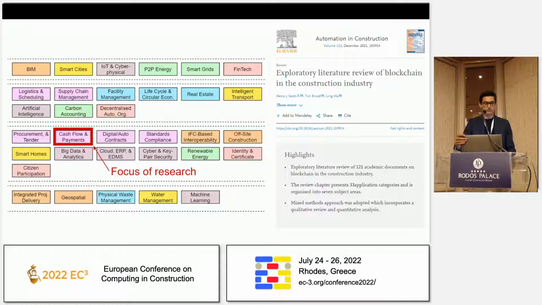So when I did my literature review, I uncovered 33 areas where blockchain was being investigated in construction. And then I decided to focus my research on one particular area, which is cash flow and payments. And I also published this paper in response to that.